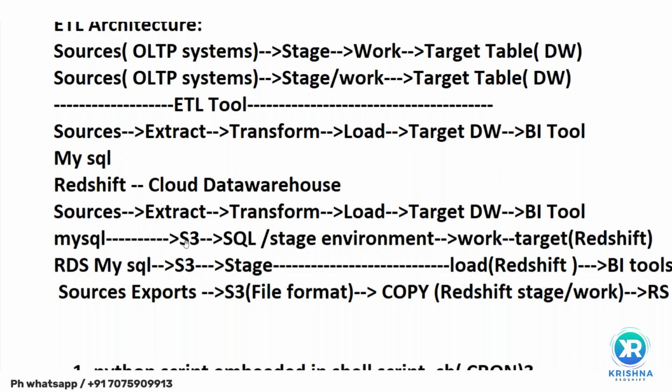Then we'll have a copy script to load from S3 to stage. Similarly, if data is in RDS MySQL or Postgres, there we will write an unload script. That is the RDS MySQL unload, not the Redshift unload. Remember that. So in RDS MySQL you will run the unload, and the output of that unload will be placed in S3. Then from S3 to stage a copy job will be there, and from stage to Redshift, again an insert-select will be there.